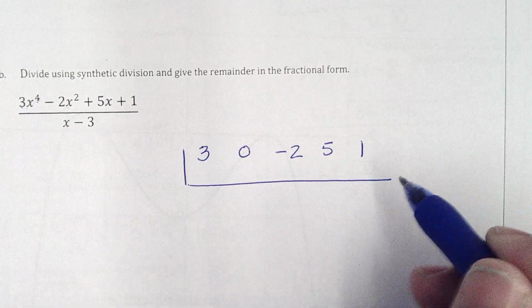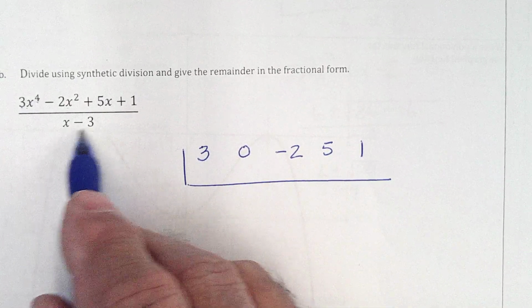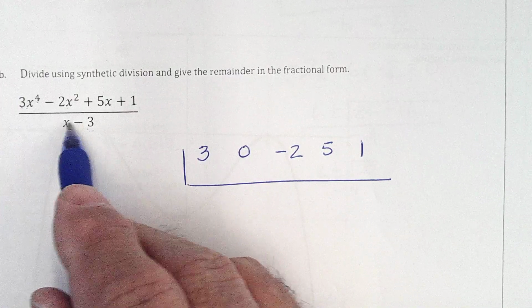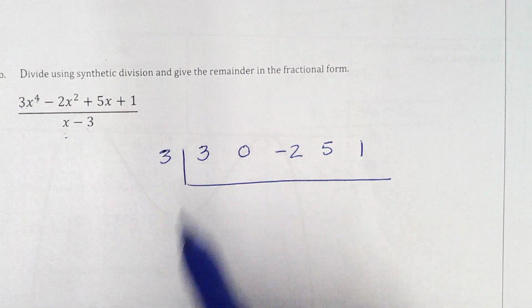And I use what makes it be 0. So if I'm dividing by x minus 3, 3 minus 3. So I use 3.